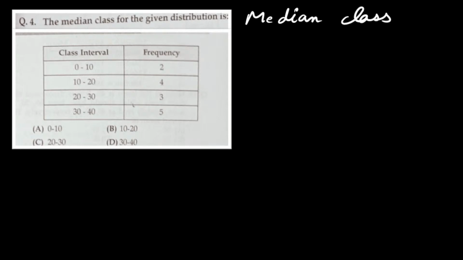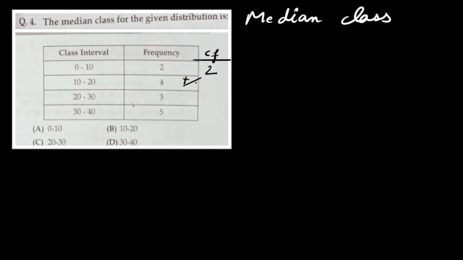So median class, how to find? Here I'll just tell you, for finding median, we will find cumulative frequency. That's why the name of the curve is cumulative frequency curve. For finding median, we will find cumulative frequency. Cumulative frequency, how to find? So frequencies we have to add. First frequency will be the same. So like this we can add.